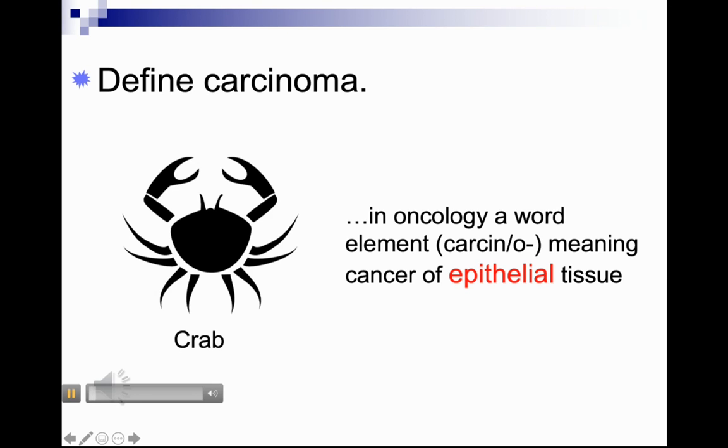Let's define carcinoma. In oncology, the word element carcino means the cancer is of epithelial tissue, of epithelial origin. And most malignancies are carcinomas because epithelial tissue is very mitotically active. It turns over a lot. And every time the cell divides, there's the risk for DNA mutation. Most malignancies are carcinomas. They arise from epithelial tissue.